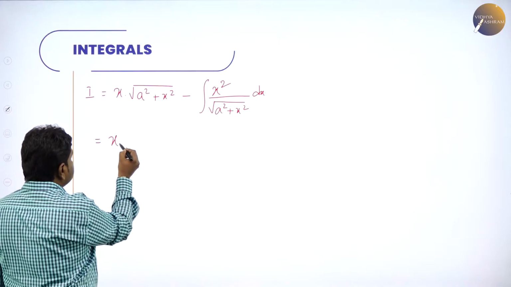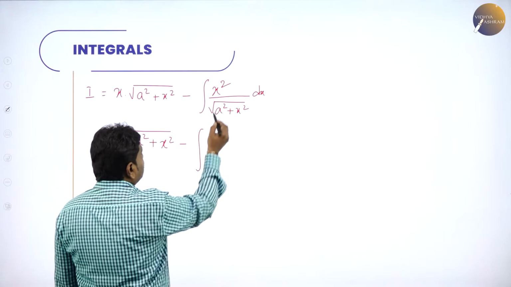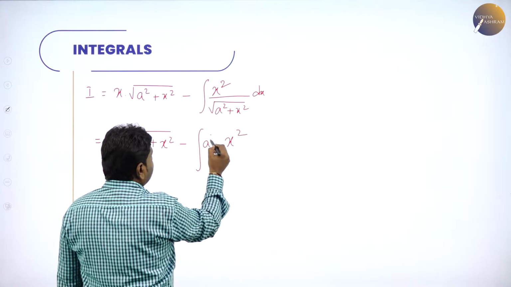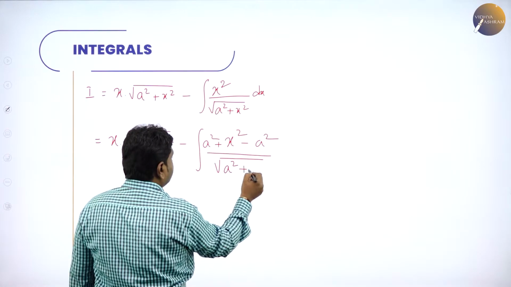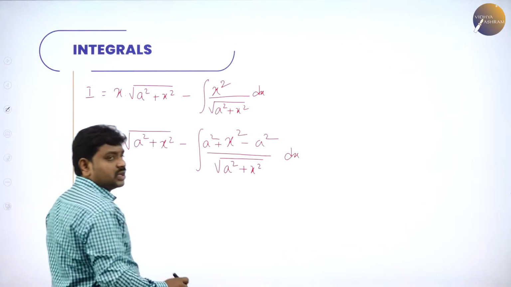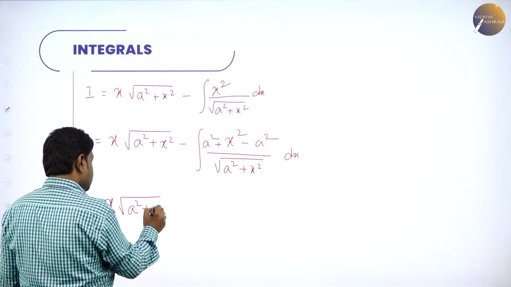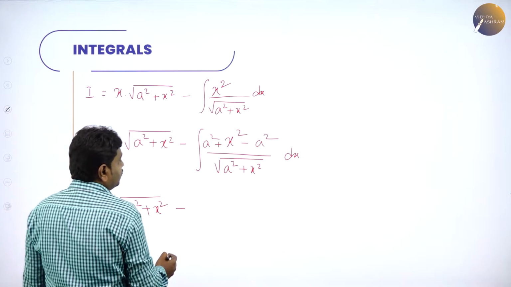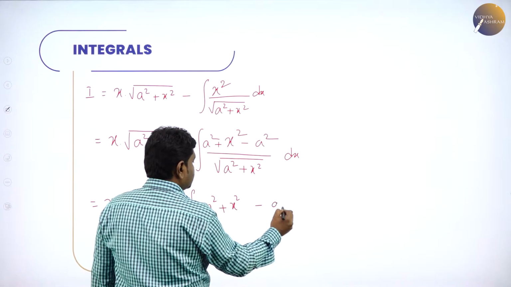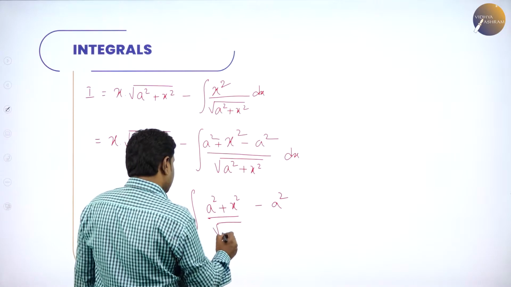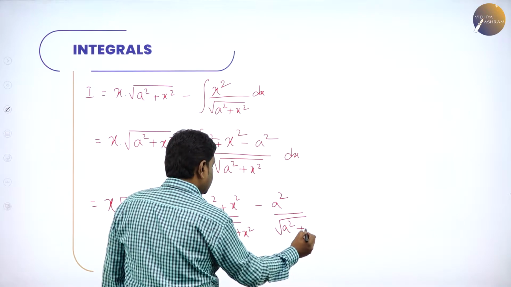So this will become x into root of a square plus x square minus, in numerator I saw x square, what I will do, I will add a square and I will subtract a square, add and subtract a square, divided by root of a square plus x square with respect to x. Simplify this, so it will become x into root of a square plus x square minus, I will group a square plus x square minus a square and I will split, divided by root of a square plus x square dx.